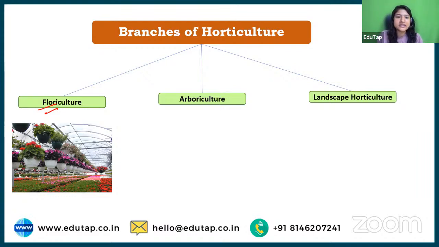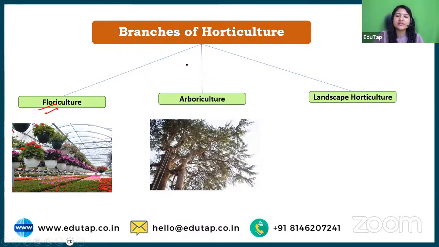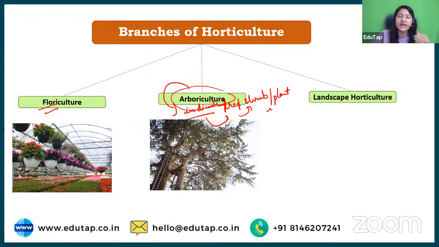Then arboriculture. Usually many people get confused here. When we are focusing on the maintenance of any individual tree, shrub, or any sort of plant, that one tree, shrub, plant, we call it what? We call it arboriculture. So arboriculture deals with the maintenance of a single unit. That is called arboriculture.